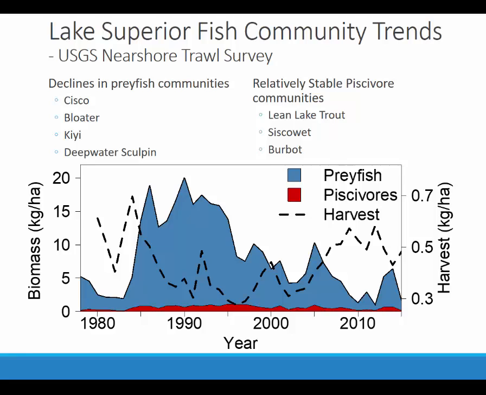all fish. So we've been seeing some declines in our cisco, bloater, kiyi, and deepwater sculpin populations, and our piscivore populations have been relatively stable. Our lean lake trout, siscowet, burbot, and this is happening at the same time where we're actually seeing in recent years an increase in harvest throughout Lake Superior.